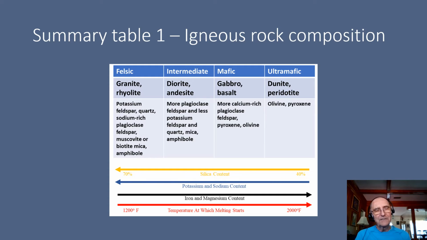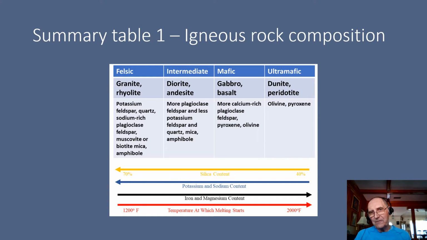Now look at the columns. The felsic igneous rocks, the classic ones, are granite and rhyolite. Granite being plutonic, rhyolite being volcanic. What are these composed of? Well, basically, you have potassium feldspar and quartz. Those are your key components of your felsic igneous rocks.